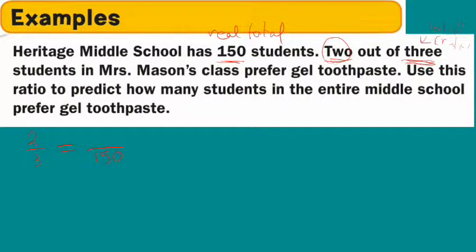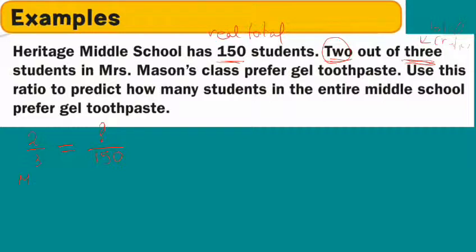So this 2 is the ratio part of the students who prefer gel toothpaste, but we don't know the real number, and this is what we need to know. So we put a question mark in front of the 2. So 2 out of 3 is the ratio part, and the question mark, which I don't know, the unknown, over 150 is the real part. To find the unknown, I have an easy way and I have another way. Let's try both ways.